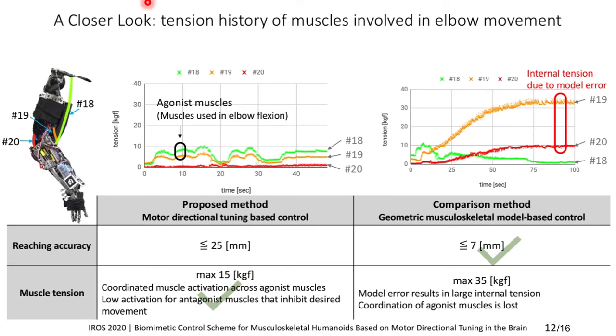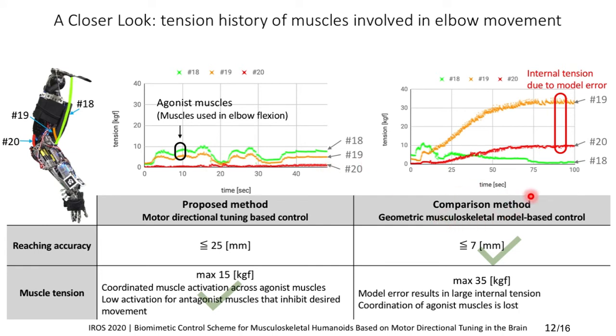Next, let's take a closer look at the tension history of muscles involved in elbow movement. Here, the agonist muscles which generate motion are the muscles used in elbow flexion, muscle ID 18 and 19. We can see that in the proposed method, there was coordinated muscle activation across the agonist muscles, and these muscles were able to work together to generate the elbow flexion movement. The antagonist muscle, which is the muscle involved in elbow extension, has been kept low.